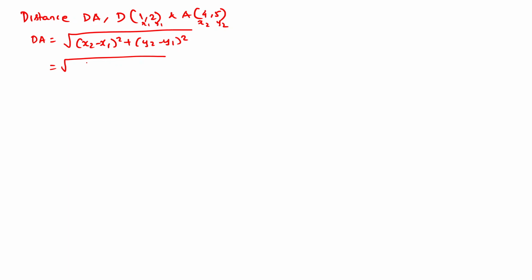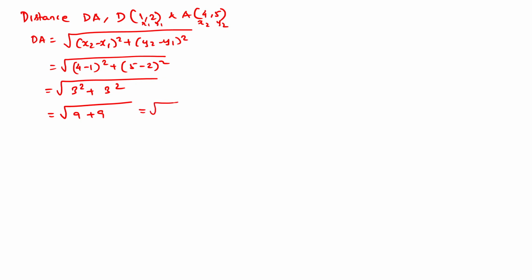So substitute the values: 4 minus 1 whole square plus 5 minus 2 whole square. That is equal to root of 4 minus 1 is 3 square plus 5 minus 2 is again 3 square. 3 square is 9, 3 square is 9. That is equal to root 18. Root 18 can be written as 2 into 3 into 3. We can take one 3 outside: 3 root 2 units. That is the distance of DA.